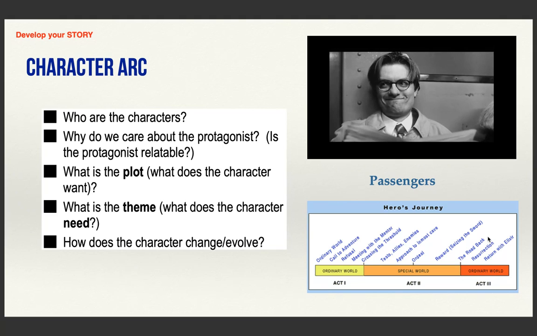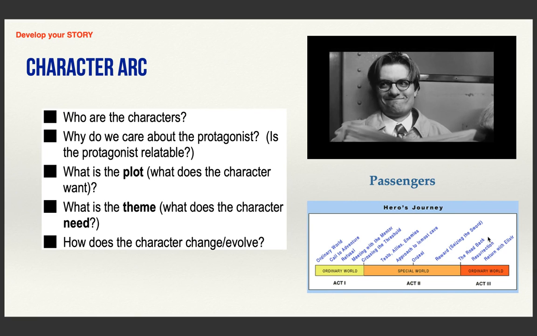So the plot is very important. The plot should have conflict in that the character is going after something. It should also involve a theme, and that's going to really help stylistically with making this film visually appealing as well. And have your character change or evolve. You want some kind of dynamic involved here.